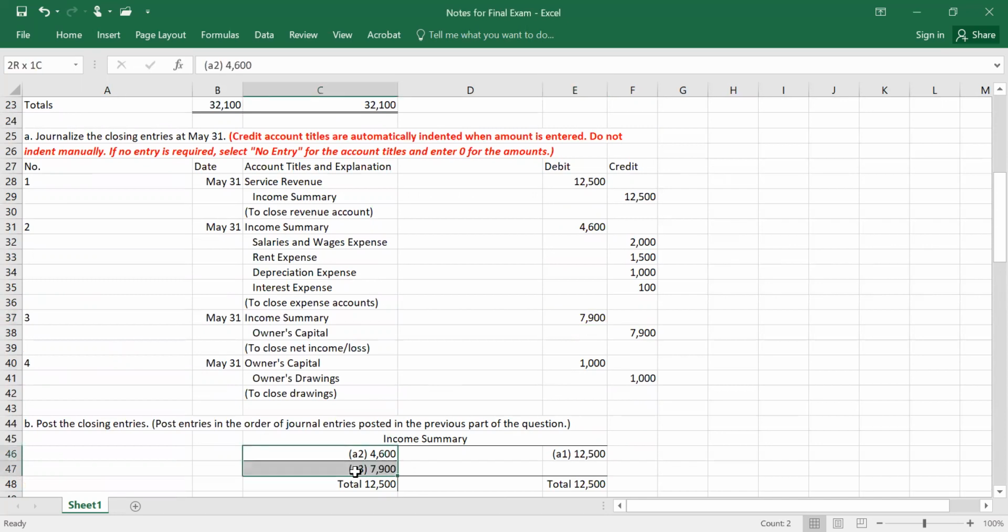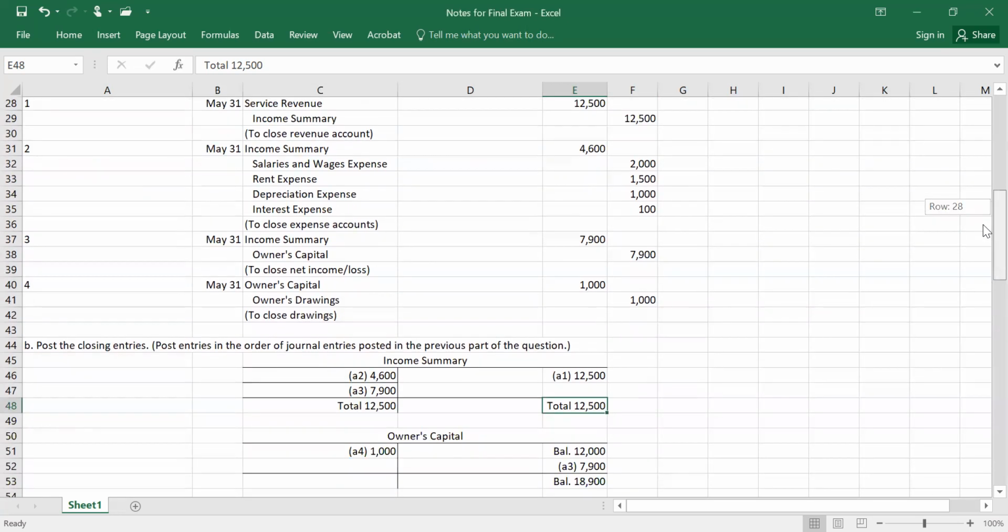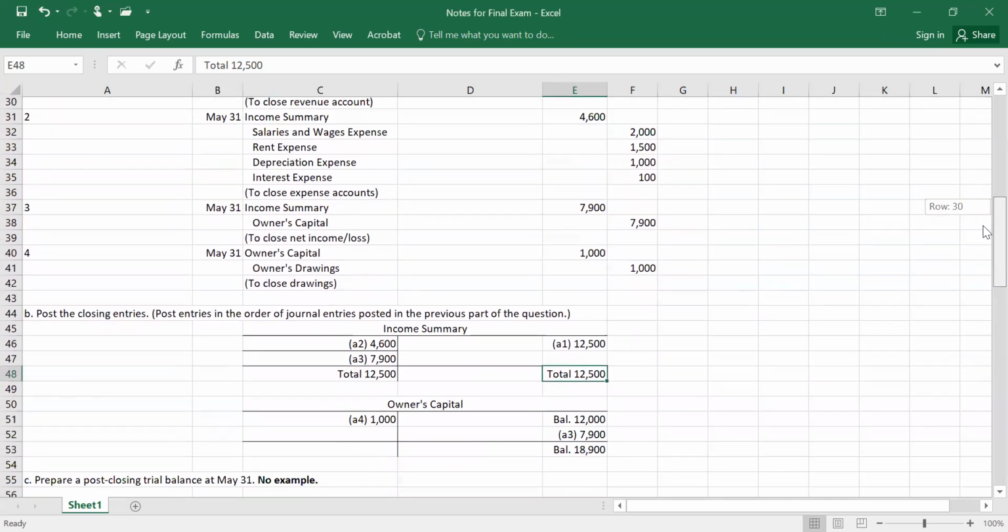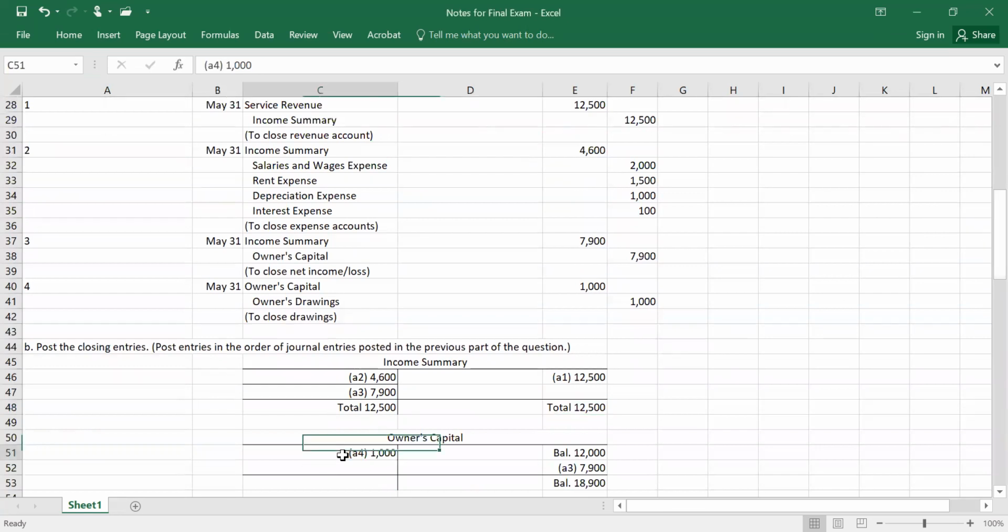So if we add this, the total is 12,500, and the total here is 12,500. I believe we had something similar, but I think they were using the word balance. Here they're using the word total. Make sure you use the correct words, the words they want you to use. Next, we have an owner's capital T account. We have A4, where we closed out the drawings for 1,000.